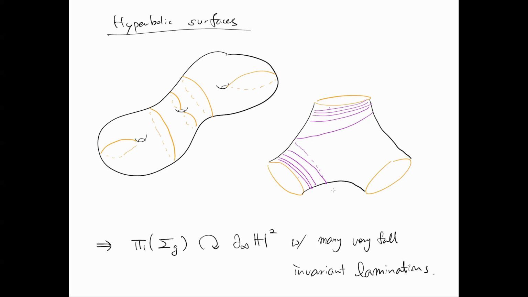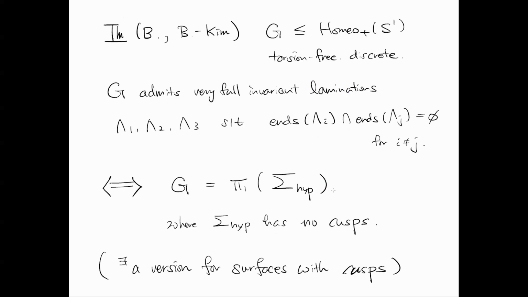The one natural question is, are these only examples? Actually, yes. This stemmed out of my work and was finished in collaboration with my former student Kyung-no Kim. So if you have a group of homeomorphisms of S1, let's just assume it's torsion-free and discrete.